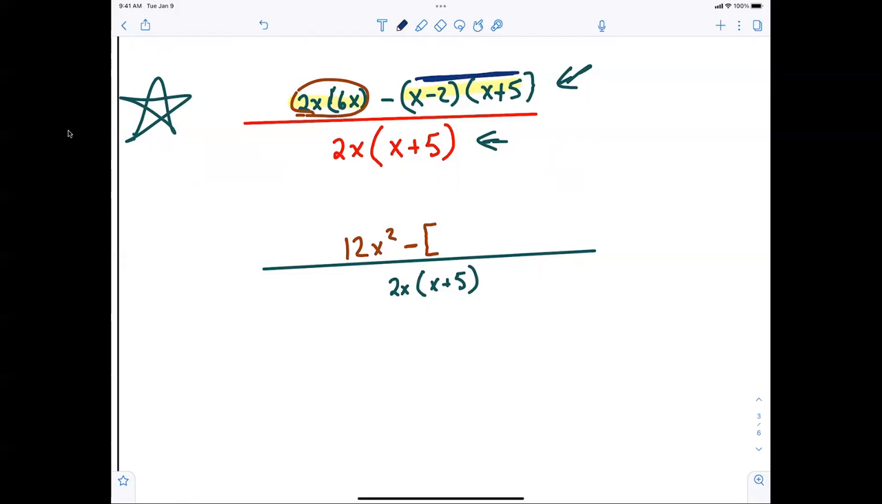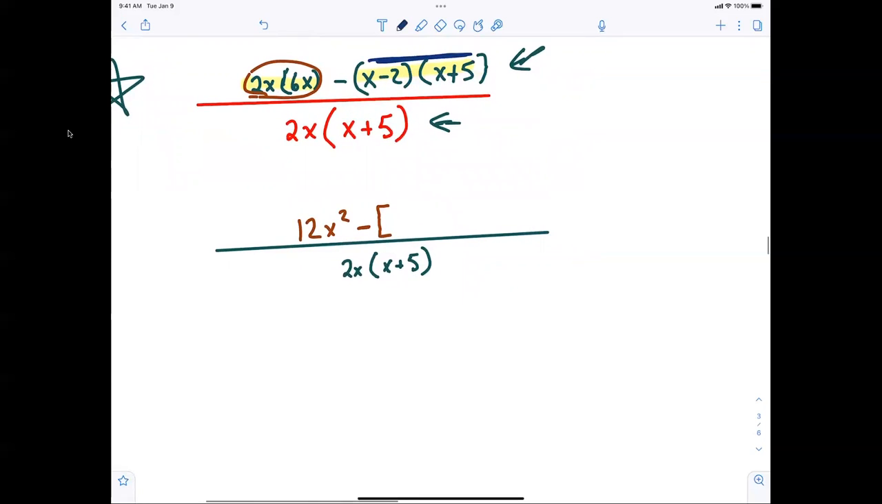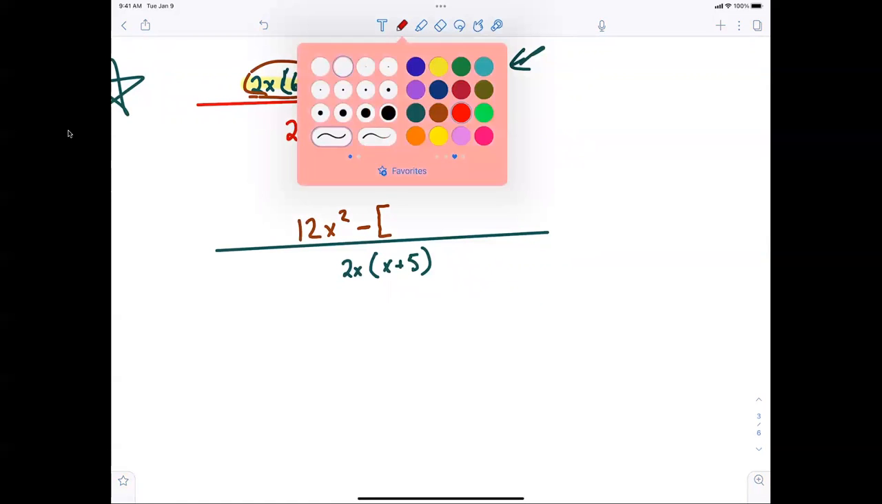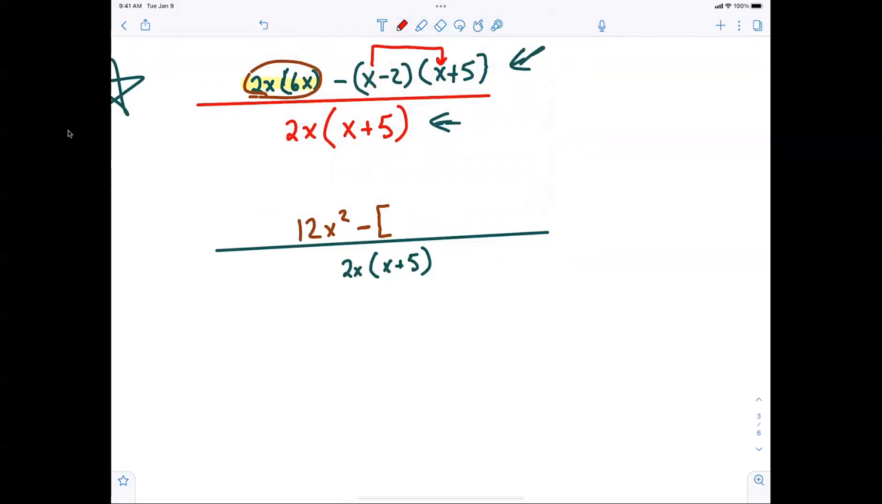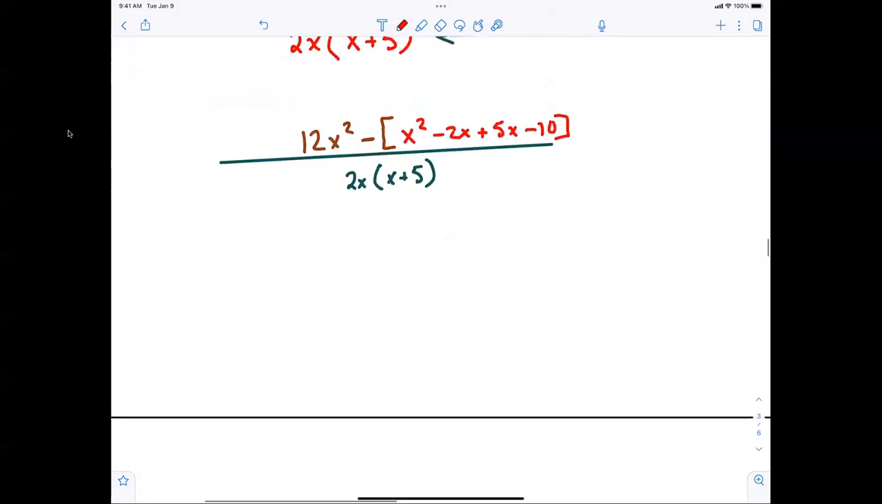It's been a while. So let's practice. If I'm going to multiply those two things together, I need to multiply x and x. What's x times x? X squared. Stay with me now. I do my smiley face. How much is this? Negative 2x. Then I do my other smiley face, which is plus 5x, and then minus 10. Everybody good with that?